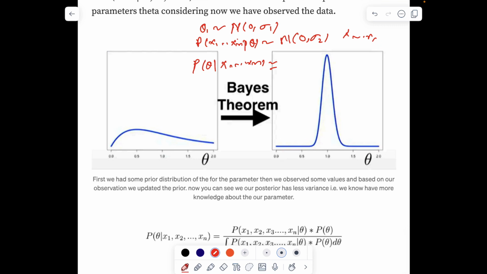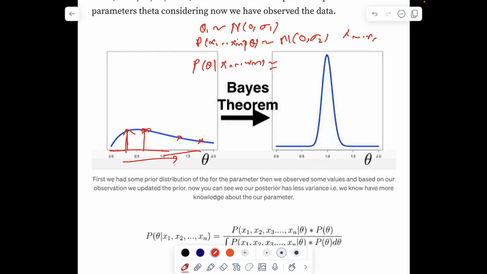Let's see, we have some prior about theta. This is the prior distribution of the parameter, and we are very uncertain about it. It can have an equal value at this point and at this point; both are equally likely. The variance is very high in this case.